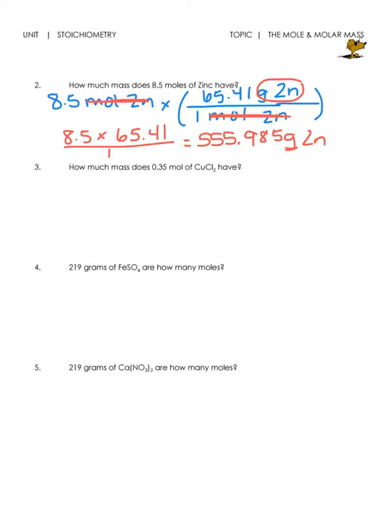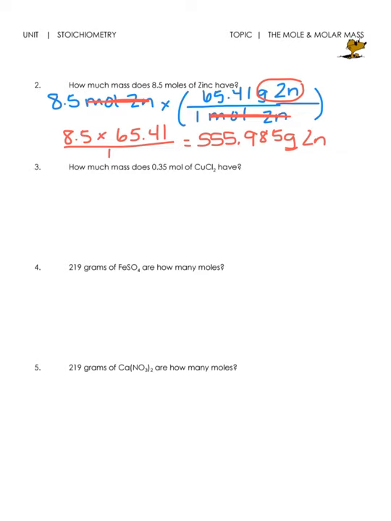Okay, problem number 3. How much mass does 0.35 mole of CuCl2 have? So first of all, we are talking about the compound CuCl2. In order to find a molar mass, we're going to have to look at the periodic table, find Cu, its mass, and add that to the mass of 2 chlorines.